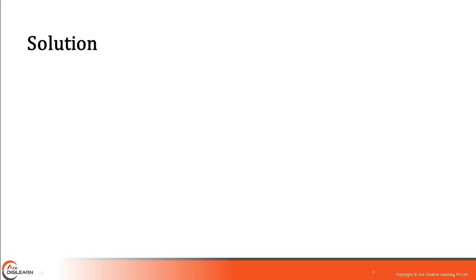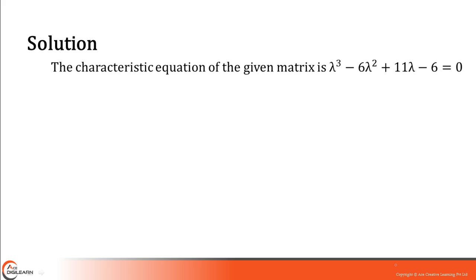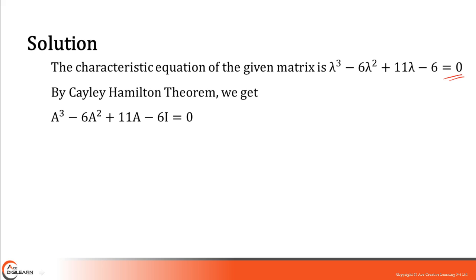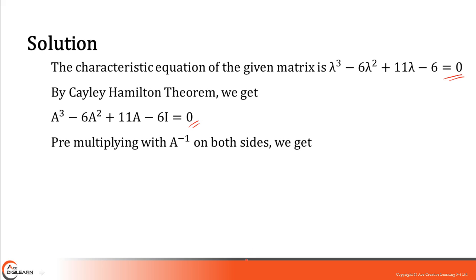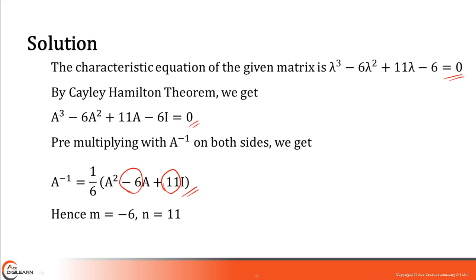Instead of finding A square and verifying with the matrix A inverse, we can find the characteristic equation of the given matrix, which is lambda cube minus 6 lambda square plus 11 lambda minus 6 equals 0. By the Cayley-Hamilton theorem, every square matrix satisfies its characteristic equation. Hence, A cube minus 6A square plus 11A minus 6I equals 0. By pre-multiplying with A inverse on both sides, we get A inverse in terms of A square, A and I. By comparing with the given question, m and n values are -6 and 11.